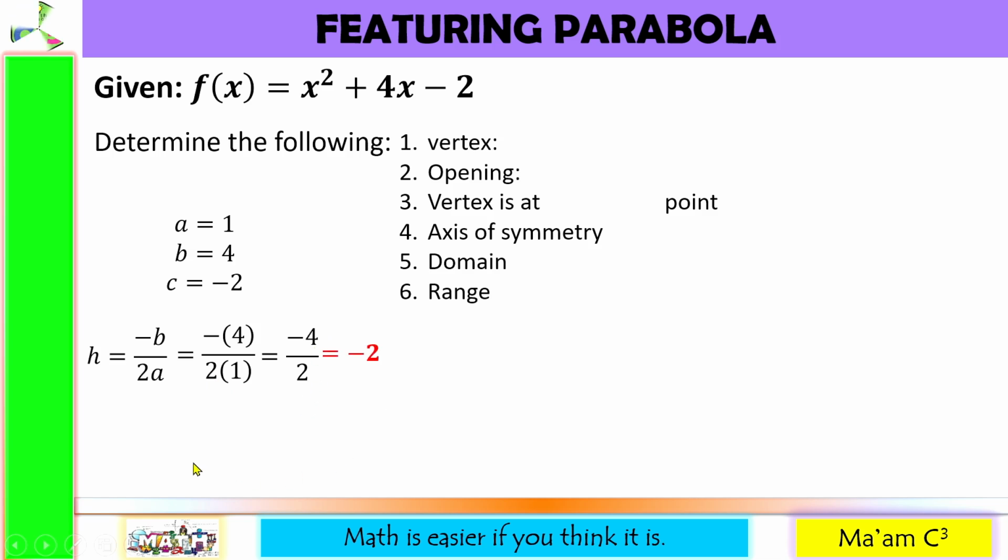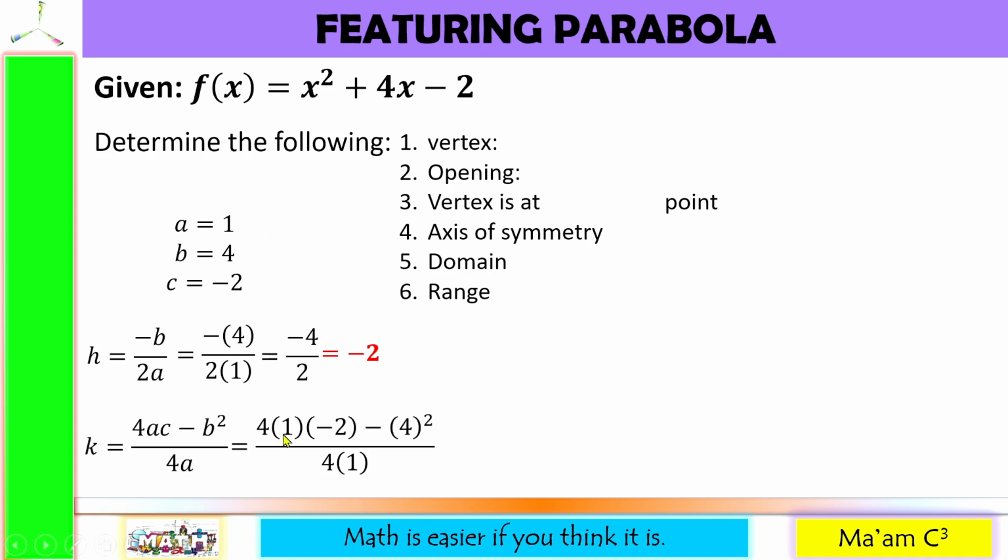Next, let us recall the formula for k and let us substitute our values here. 4 times 1 is 4 times negative 2 is negative 8. 4 squared is 16. 4 times 1 is 4. Negative 8 minus 16 will give us negative 24. Negative 24 divided by 4 is negative 6. So we now have our vertex, negative 2, negative 6.